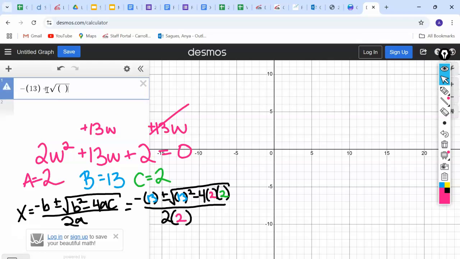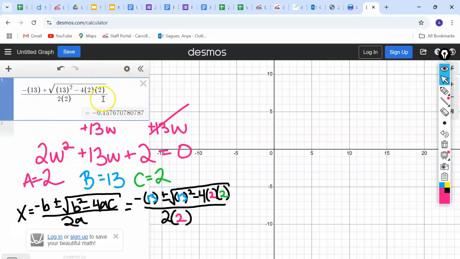My bad. Parentheses 13 squared minus 4 times 2 times 2. When you want to put it all over 2a, you have to highlight everything, then hit the slash button to divide 2 times 2. All right, this is one of my answers.